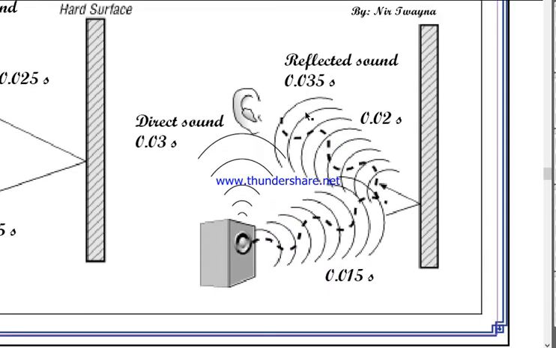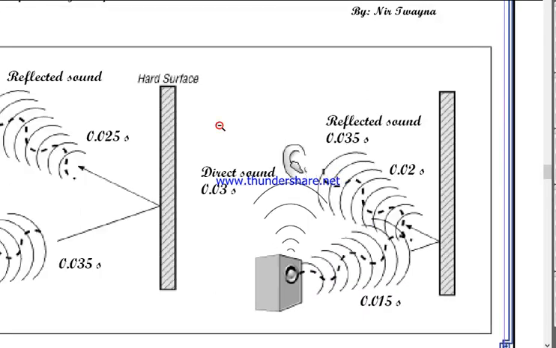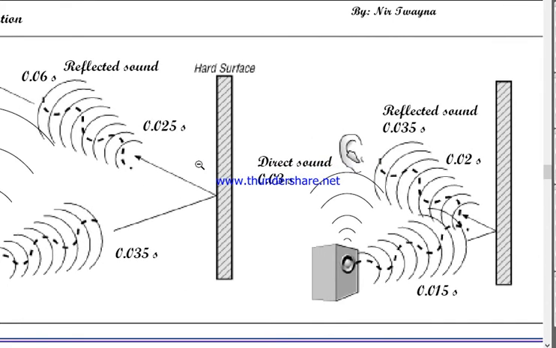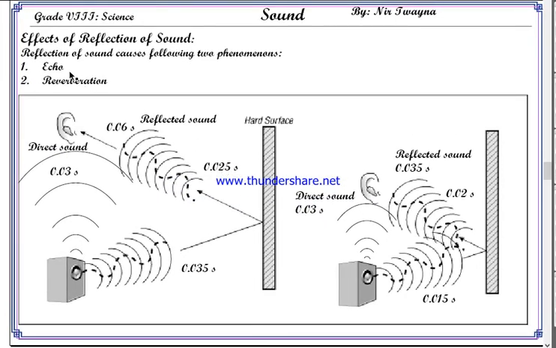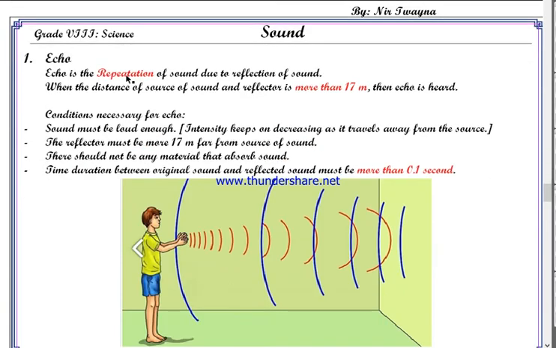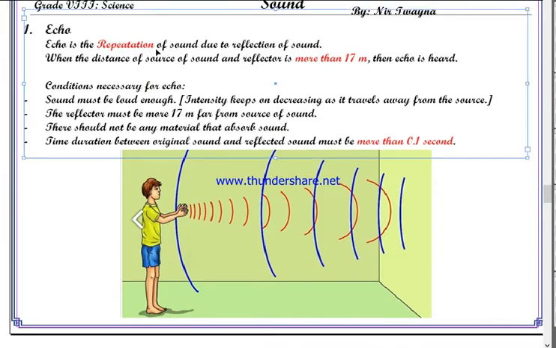Okay, so you understand what echo and reverberation are. Echo means repetition of sound. Reverberation means prolongation of sound. What causes them? They are caused by reflection of sound. Now let's take note. Echo is the repetition of sound due to reflection of sound.